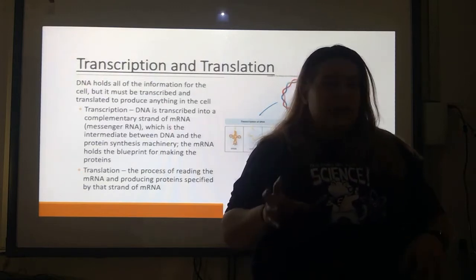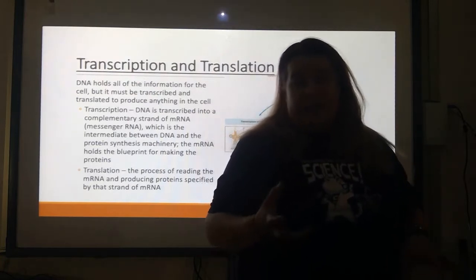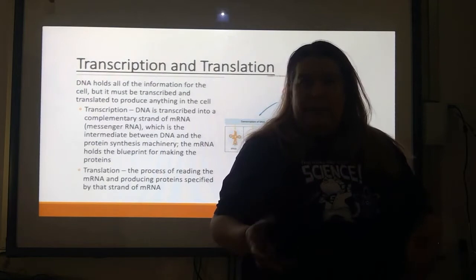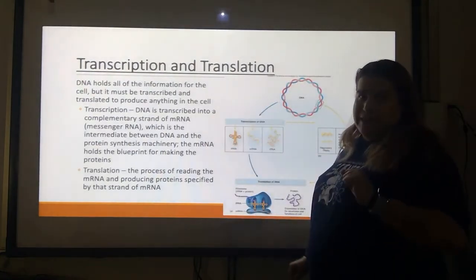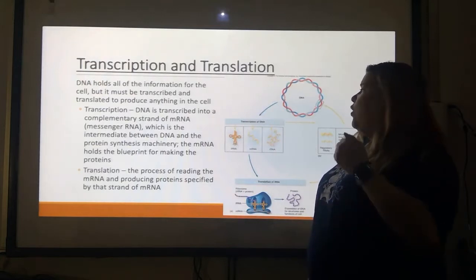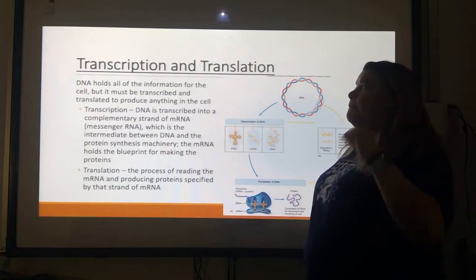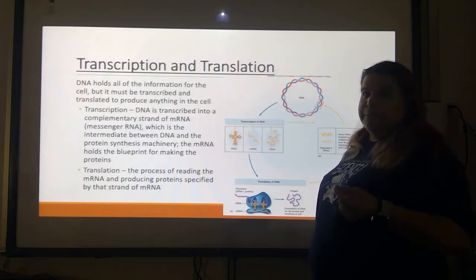The other thing that we have to be able to do with our genetic material is read it and use the information that is inside of it. That is a process called transcription and translation. DNA holds all of the information from the cell, for the cell, but it must be transcribed and translated to produce anything within the cell.